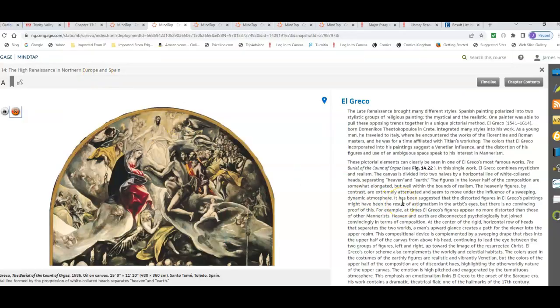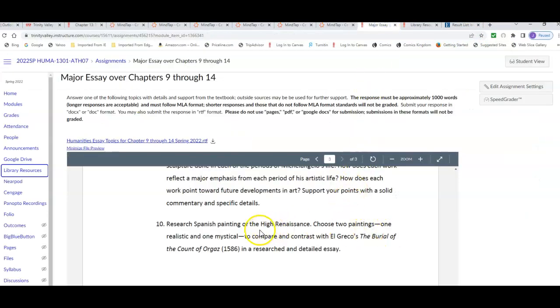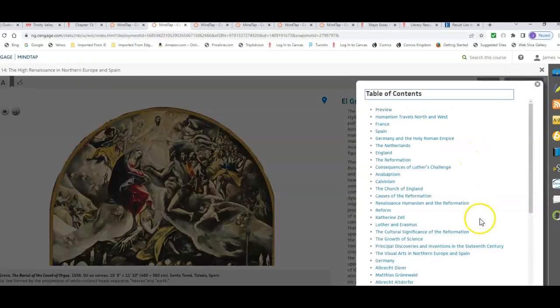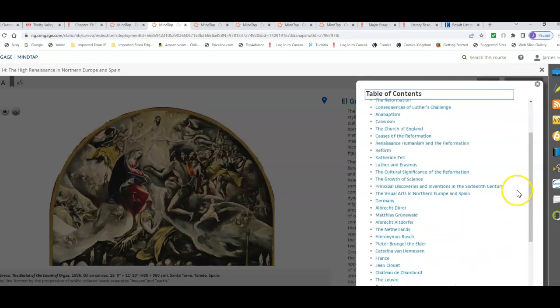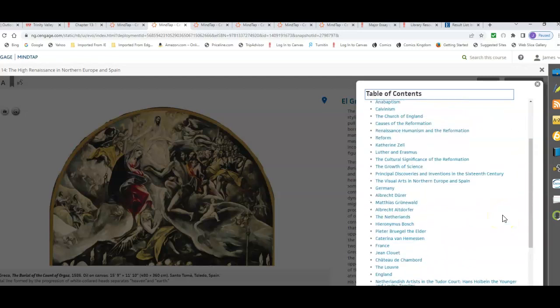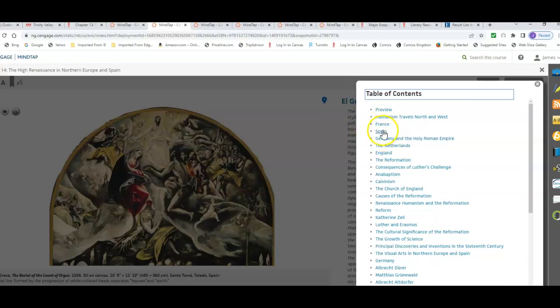So I ask you to look at this particular work, and then to choose two other works in the Spanish aspect of the High Renaissance. One the realistic, one the mystical. And when you look at this particular chapter, you'll see that some of these are talked about. Again, I'll move this down here, try to move this up. You'll see where it talks about some of these different aspects of style in Spain here. And then you'll see where it talks earlier here about Spain and its views and aspects here.